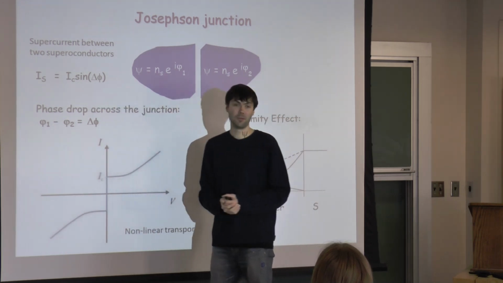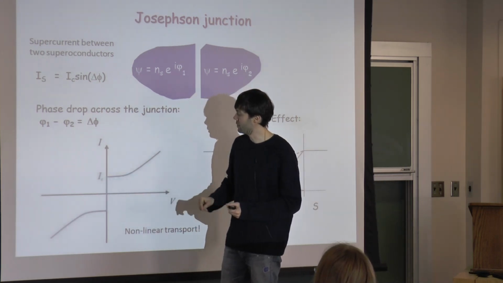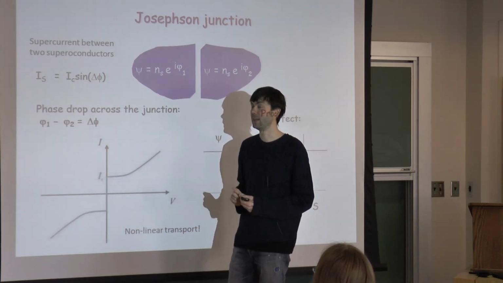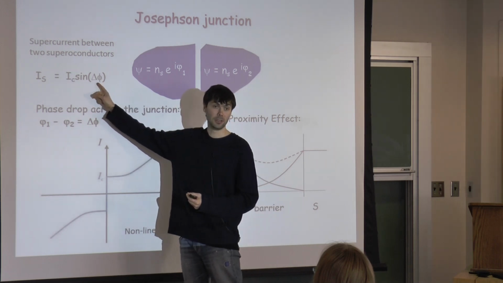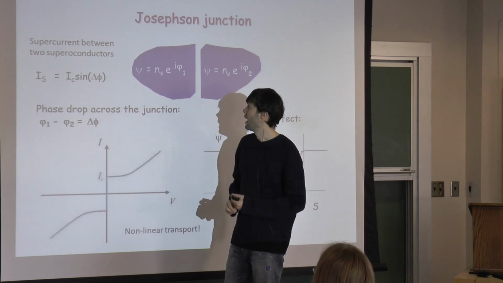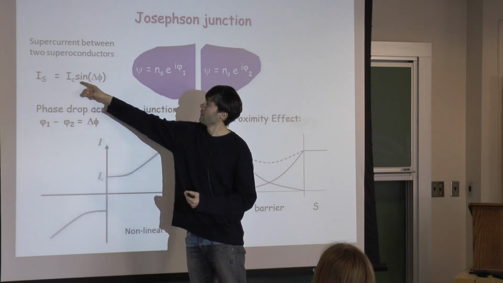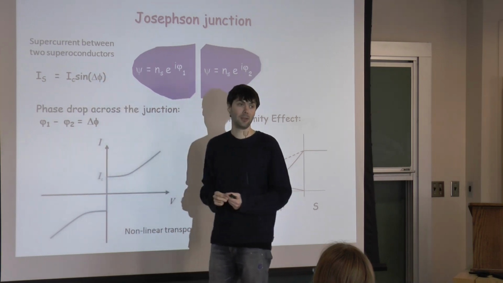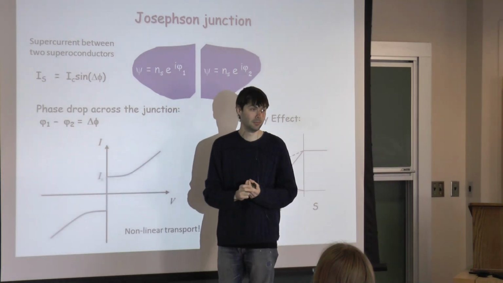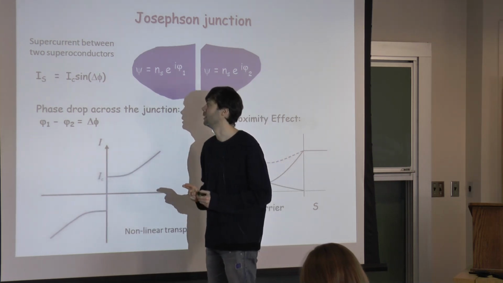When he derived his original equations, he came up with this formula, which connects the supercurrent flowing in the junction, so not the critical current, but the supercurrent at a given moment of time, to the phase drop across the junction. So the critical current then is just a constant. A very simple formula: supercurrent with an amplitude of the critical current is proportional to sine of the phase difference. That is often called the first Josephson relation. And he came up with two. We will talk about the second one later.